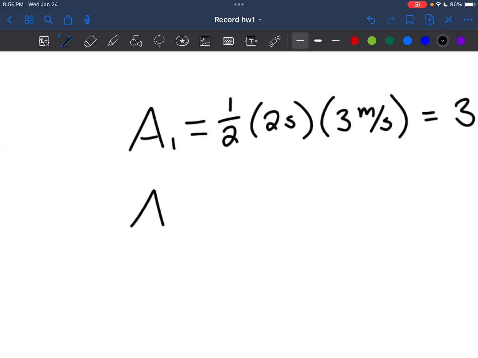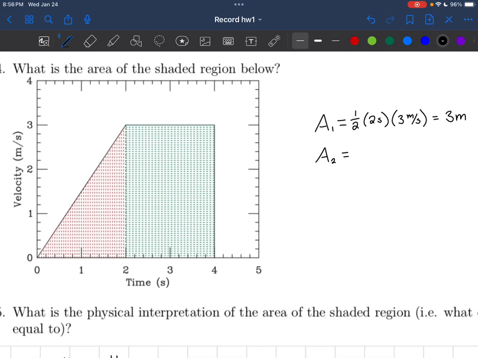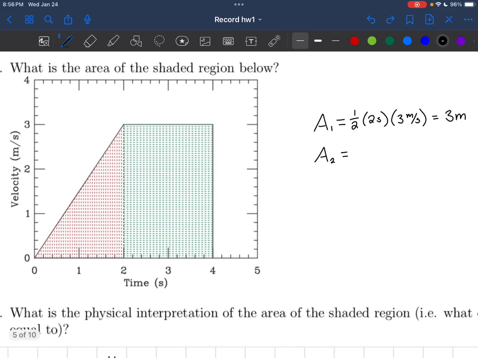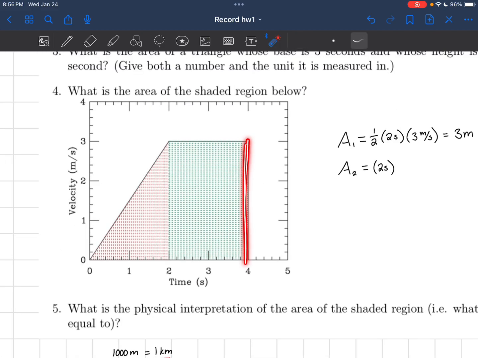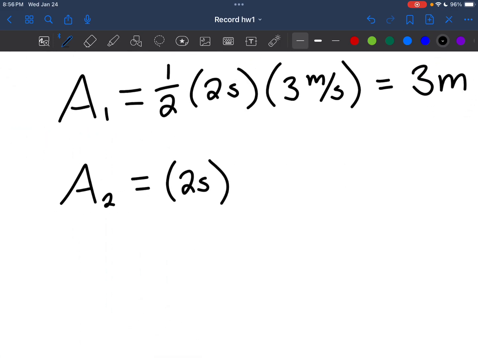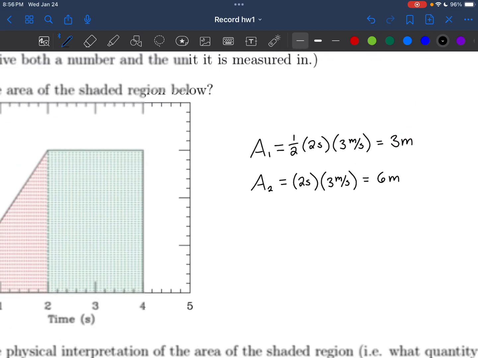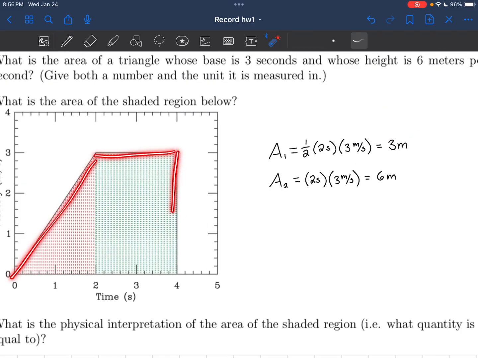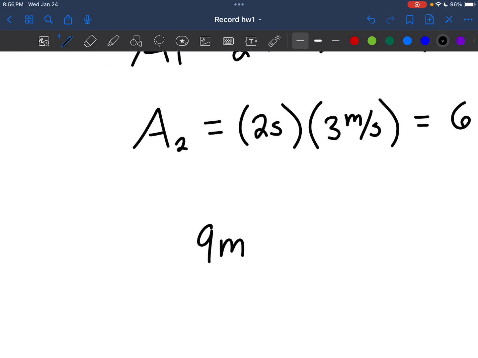And my area 2, this one's just a rectangle, so it's going to be 2 along the bottom, 2 seconds, and 3 meters per second for a height. Okay, so 2 times 3, that gives me 6 meters. So if I'm trying to find the total area of that shaded region, A1 plus A2, 9 meters.